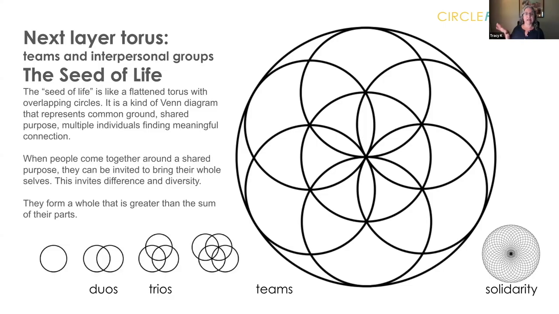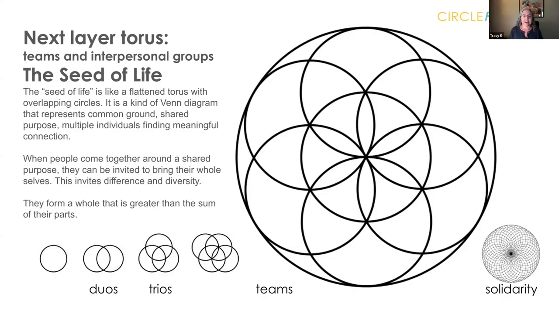It's kind of like a Venn diagram that represents common ground, shared purpose, multiple individuals finding meaningful connection to each other. It's forming a whole that's greater than the sum of their parts. And we don't overlap completely, right? We bring our diversity. When we come together, we can be invited to bring our whole selves. And this invites our difference and diversity, which are important for our innovation.